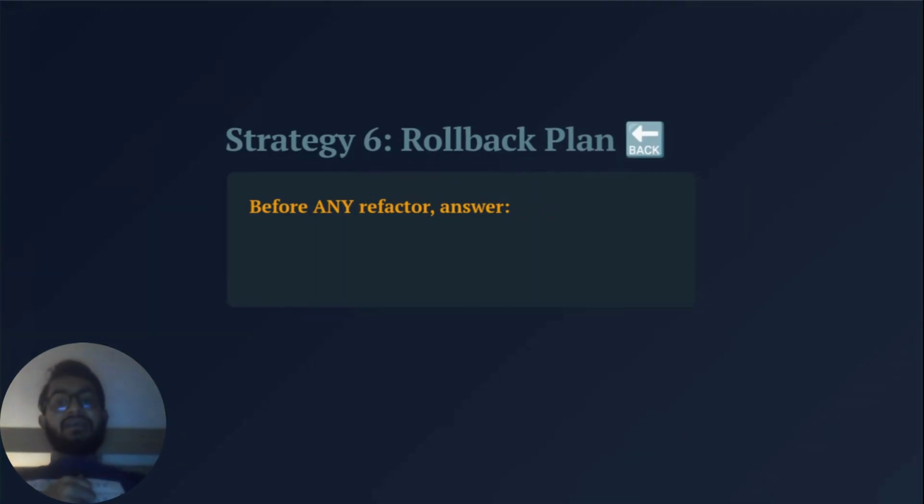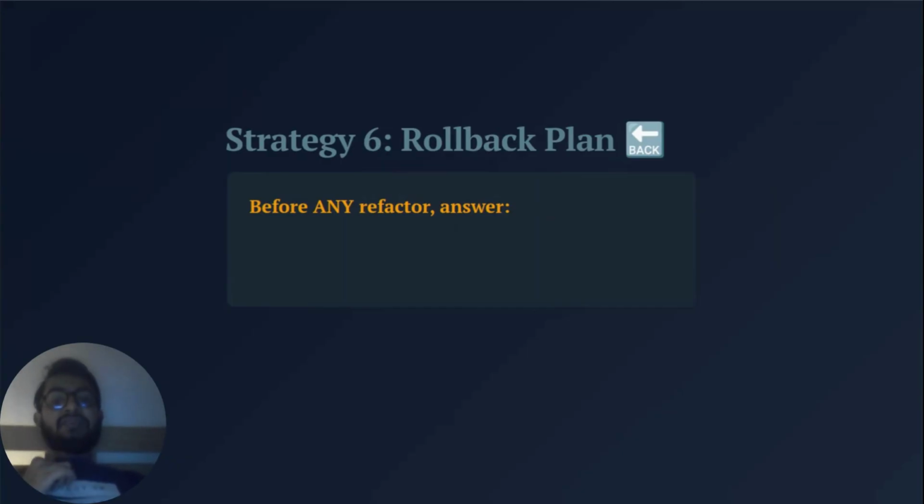And the last thing is to have a rollback plan. Because let's say your tests passed and you are 100% sure that this should work. But still, the production environment is different. There are lots of users in production, so you should have a rollback plan if something happens.